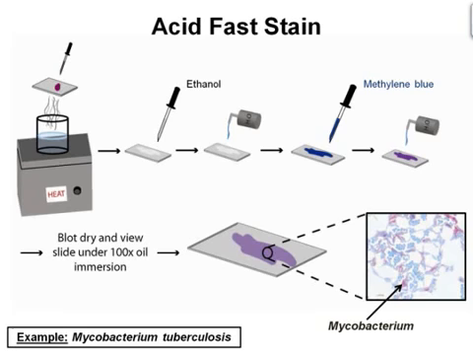Mycobacterium species resist the effect of the acid alcohol and retain the carbolfuchsin stain, which is bright red. Other bacteria lose the stain and take on the subsequent methylene blue stain. Thus, the acid-fast bacteria appear bright red, while the non-acid-fast bacteria appear blue when observed under oil immersion microscopy.